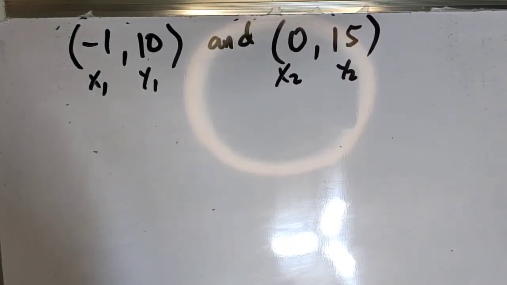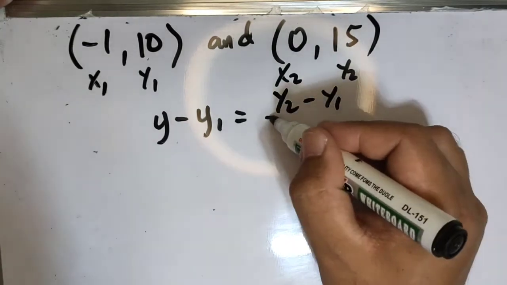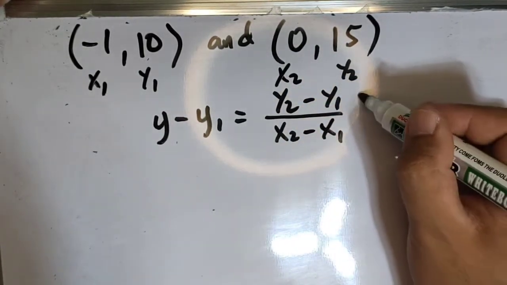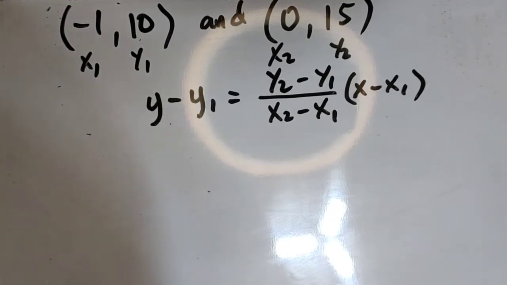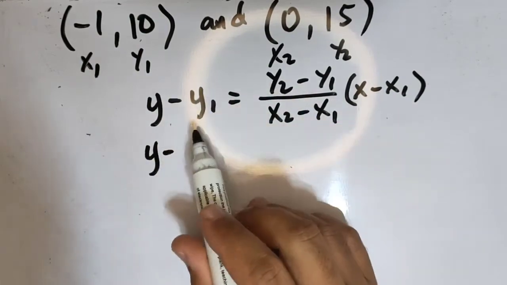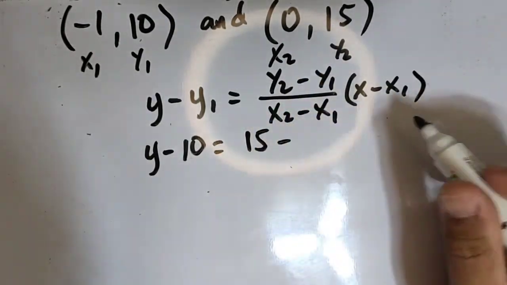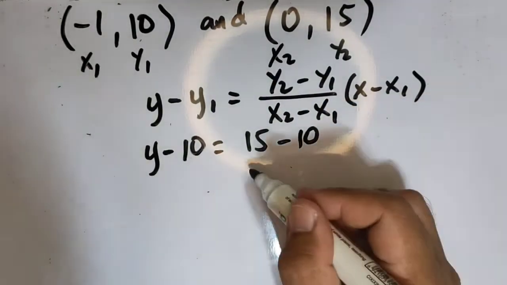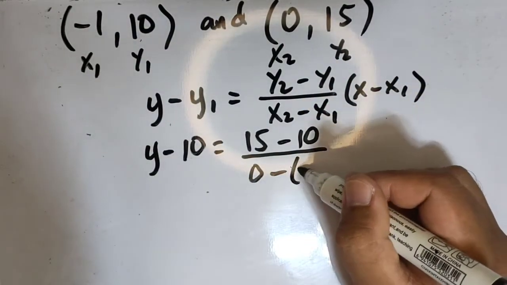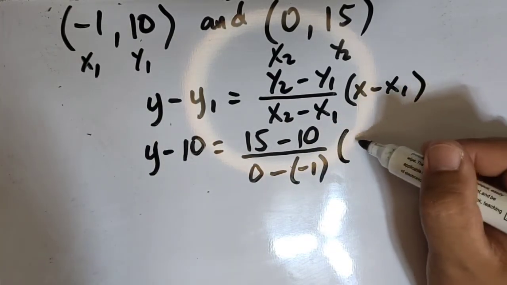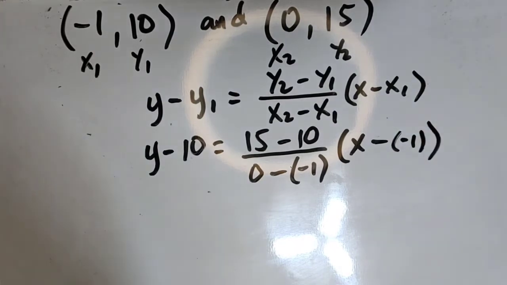Okay? So, our formula is y minus y sub 1 is equal to y sub 2 minus y sub 1 over x sub 2 minus x sub 1 times the quantity x minus x sub 1. So, we will just substitute our coordinates. Okay? So, we have y minus y sub 1 is 10. So, we have y minus 10 is equal to y sub 2, 15, minus y sub 1 is 10. So, 15 minus 10 over x sub 2 is 0 minus x sub 1 is negative 1. So, minus negative 1 times the quantity x minus x sub 1 is negative 1. Okay?